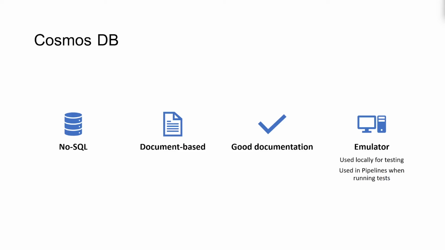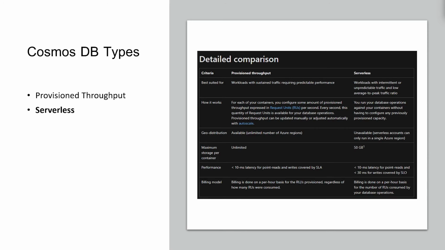Then Cosmos DB, it is a document-based NoSQL database. It has a well-documented C# SDK and an emulator, which allowed us to easily use it code-wise and be able to run tests locally and in the pipelines without depending on a cloud resource. Cosmos DB has two performance plans, provisioned throughput and serverless, the difference being well documented by Microsoft themselves. We are using the serverless option since this project is not expected to have a lot of traffic.